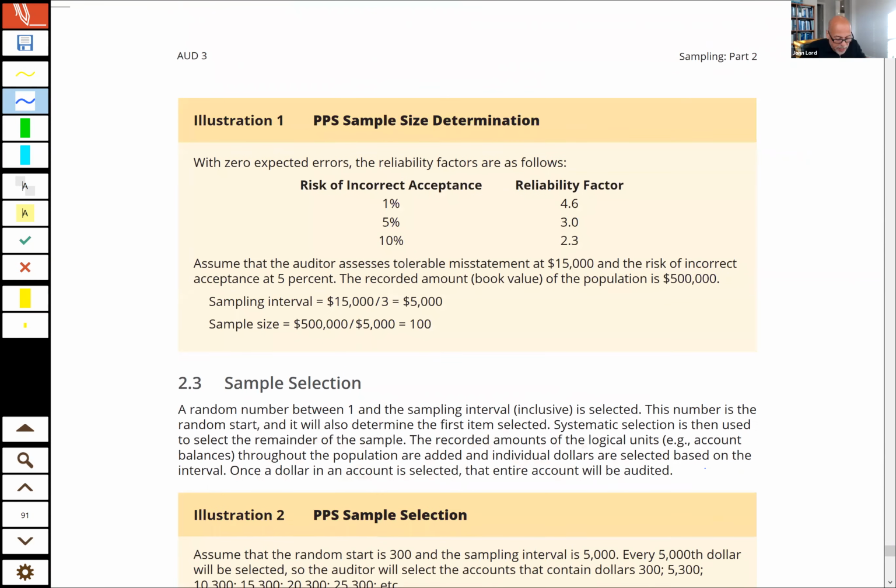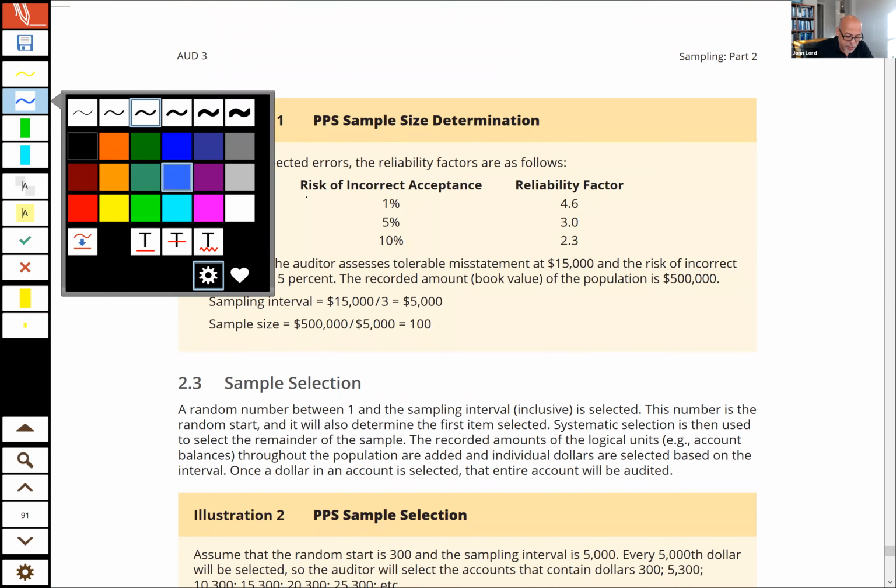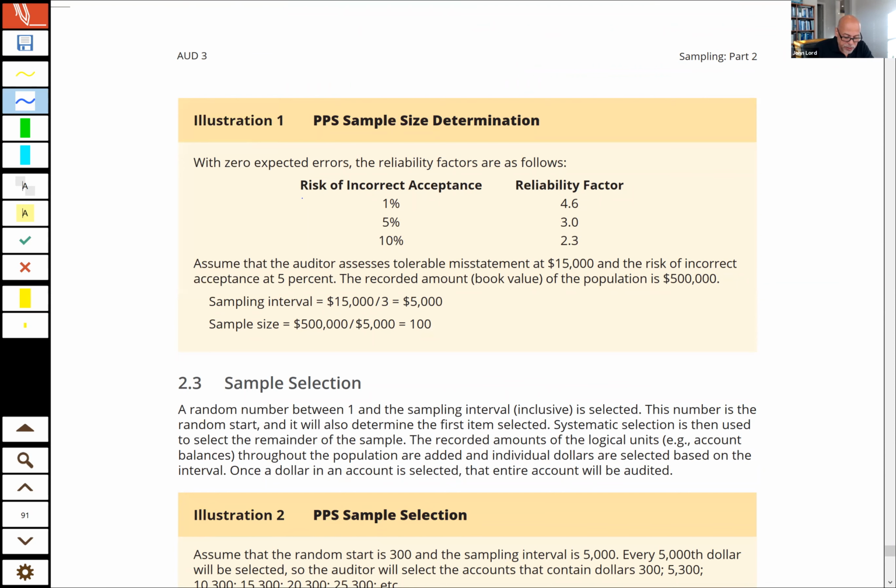Okay, and we have these different risk of incorrect acceptance factors. Okay, that means we're going to give the incorrect opinion, and then some genius, I don't mean Becker, I mean just some genius in general, figured out reliability factors that are associated with different risks of incorrect acceptance.